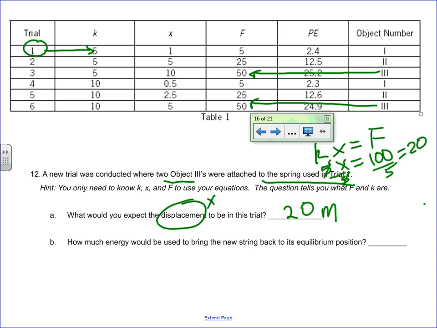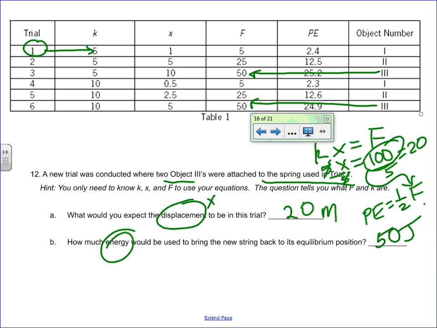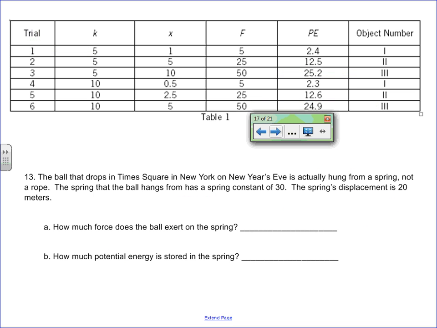Okay. Now, how much energy would we use to bring the new spring back to its equilibrium position? What are we looking for? Potential energy. All right, we know our equation for energy is PE equals 1/2 F. What's our F in this case? 100, because we found that up here. Plug that in for F. 1/2 of 100 equals 50 joules. Fantastic. Huzzah!